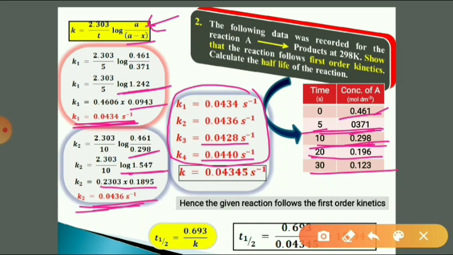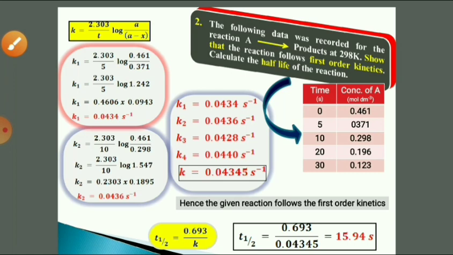So we have to calculate the half time for the given equation. For that we have the formula, t half equal to 0.693 upon k. Now we have to use the k value from the given data, but we have four different values of k. So instead of using any one of the k values, it is better to take the average of these four values, and then use that as the k value.